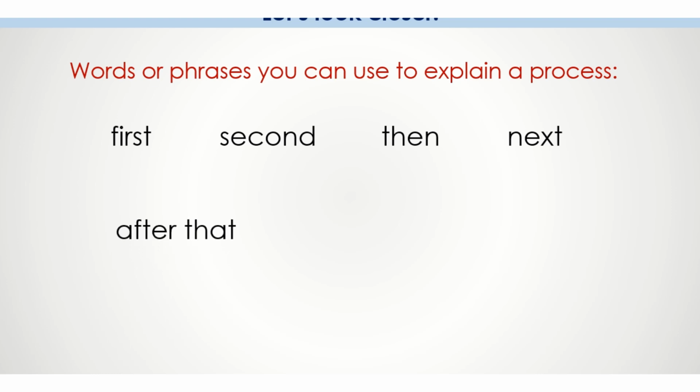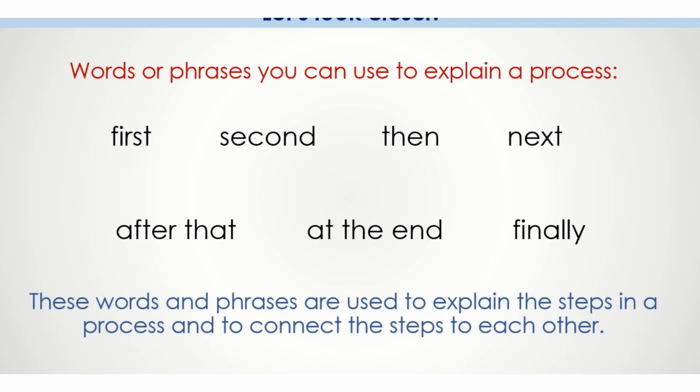So now let's move to the words which we can use when we explain a process. First, second, then, next, after that, at the end, finally. These are the words which we use to indicate the coming steps.